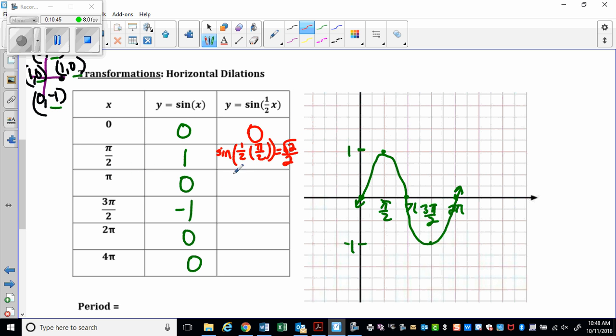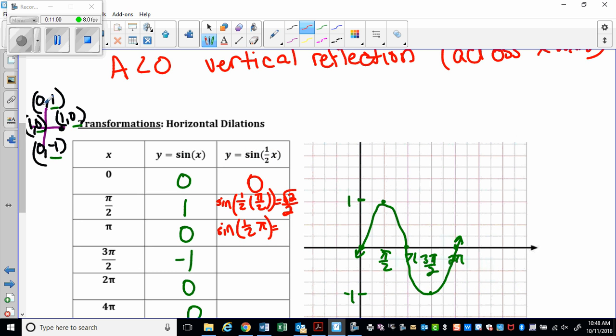Let's check out pi. So sine of 1/2 times pi is pi over 2. And sine's value at pi over 2, this is pi over 2 right here, is at 1.